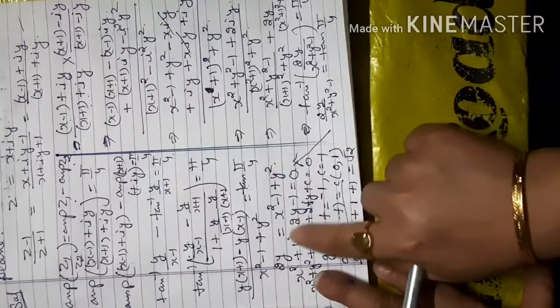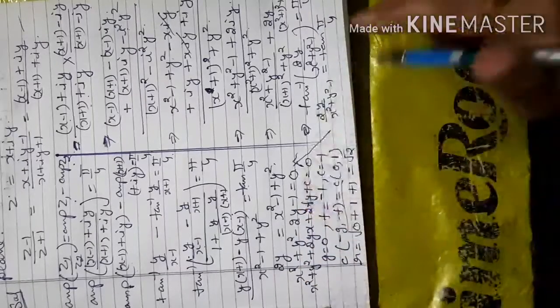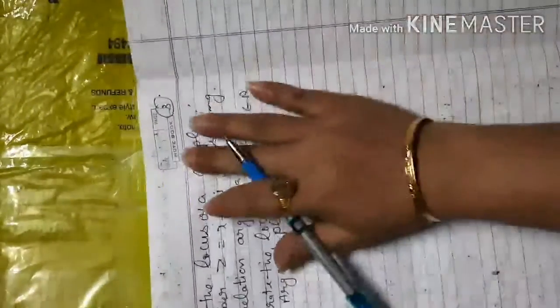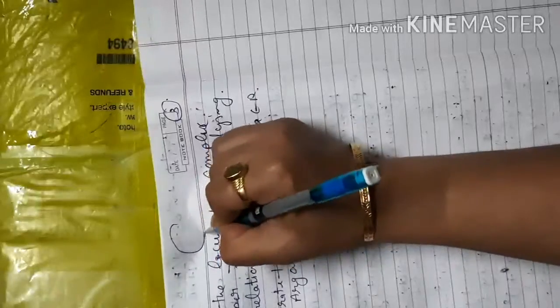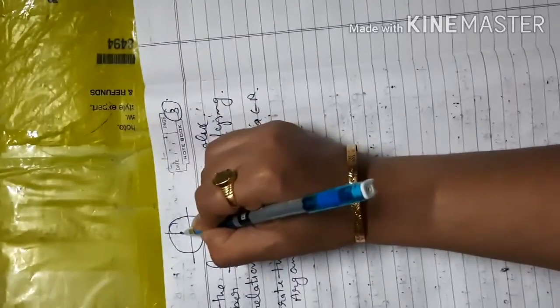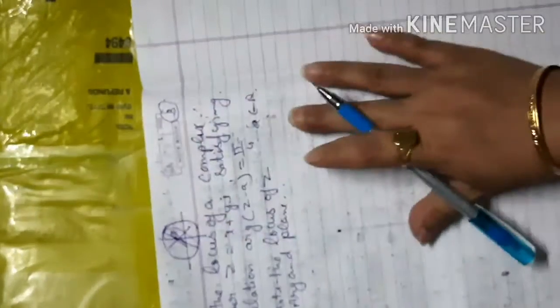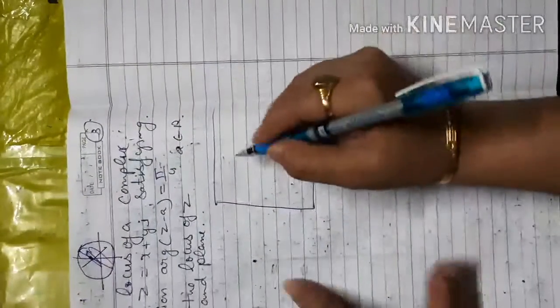So if you make it 0 here for y, that means x is equal to plus minus 1. If you show it in the Argand plane, suppose this is your 0, 1. Sorry, this is the center of the circle, which will be 0, 1. I think I have to draw it here, it will be easier.